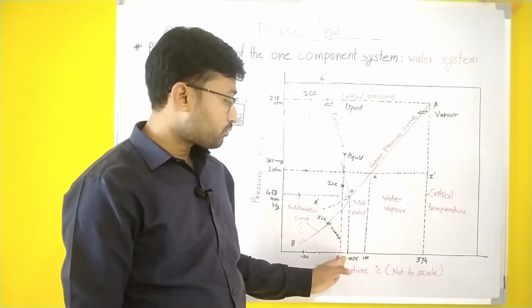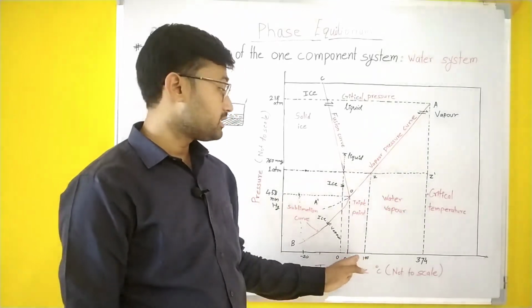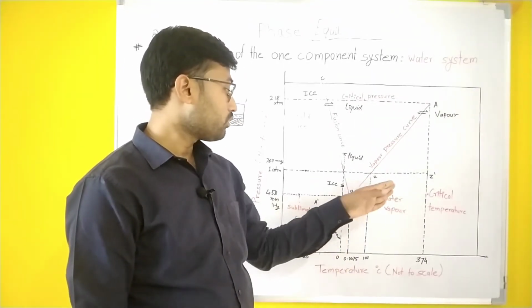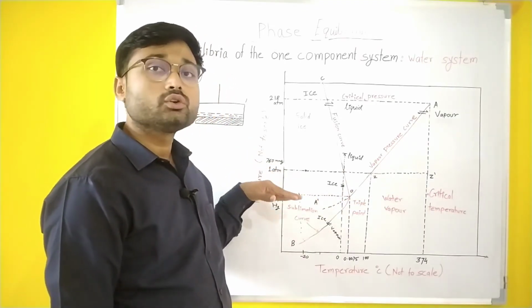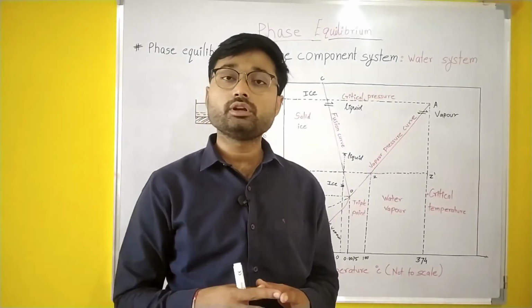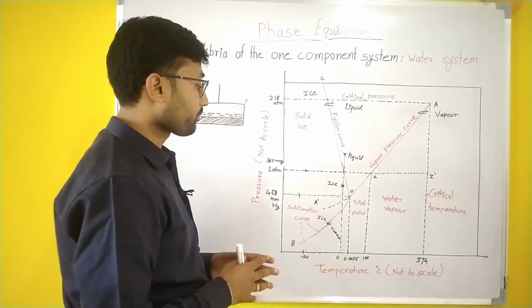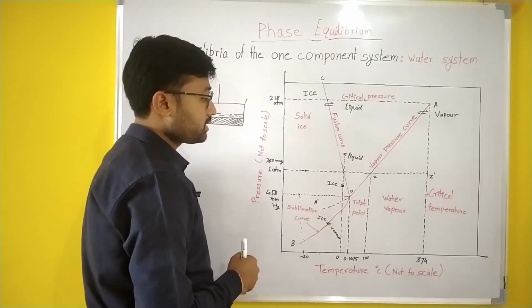So above 0.0075 degrees Celsius you will have only vapor. Above this pressure also you will have only vapor. So water will exist only in vapor form as well. So from this curve you must understand this.